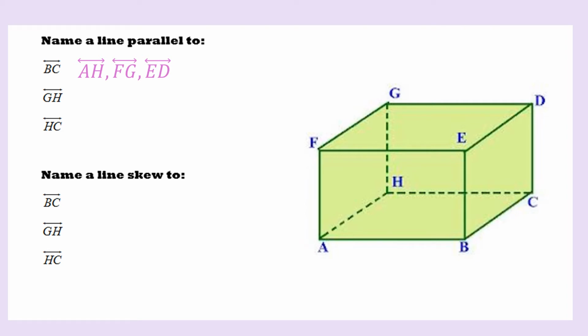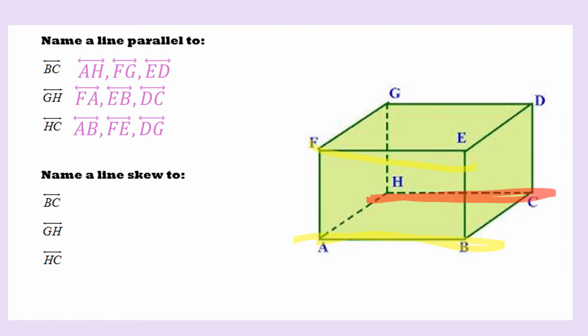Parallel to GH, so GH is here, so we could do DC, we could do EB, we could do FA. Those would all be parallel. Then we have HC, so HC is here, so again you'd have three options there. You could do AB, you could do FE, you could do GD.